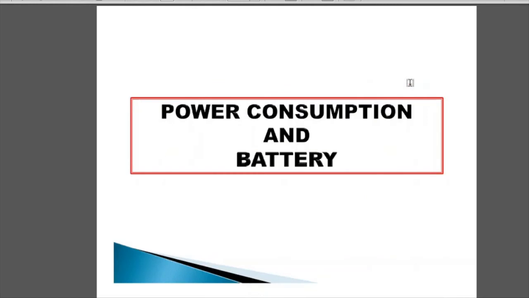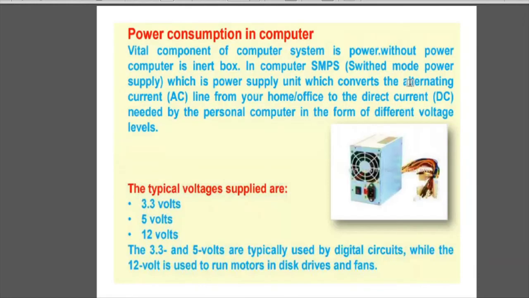Now next we are going to study power consumption and battery. Now what is power consumption in a computer? A vital component of a computer system is power. Without power, a computer is an inert box. Inert box means if you don't give the computer power, it can't work. You always need a plug-in to turn on your computer. So if you don't give it power, inert box means that it is of no use.